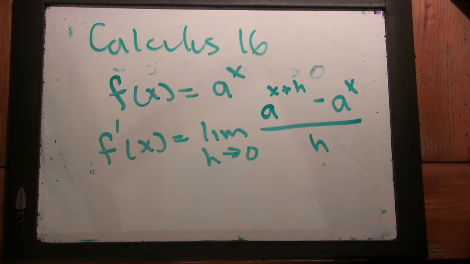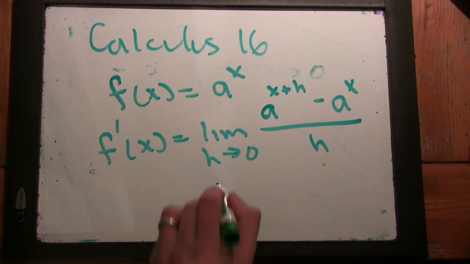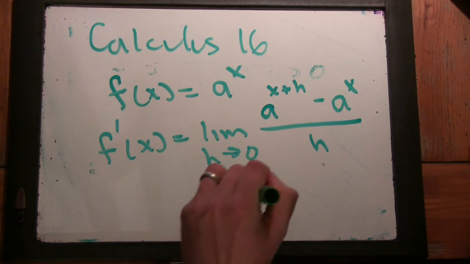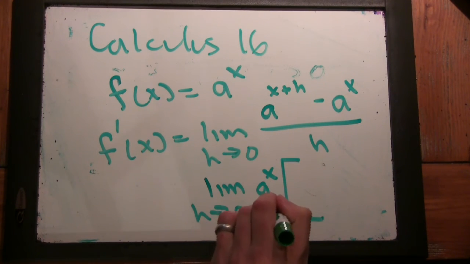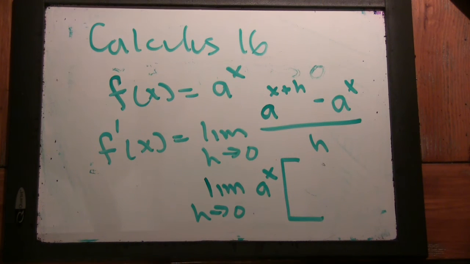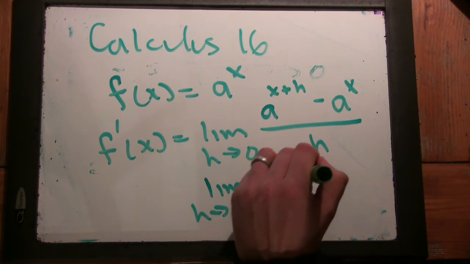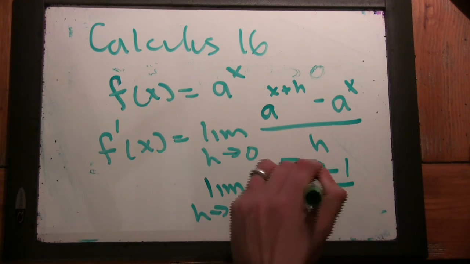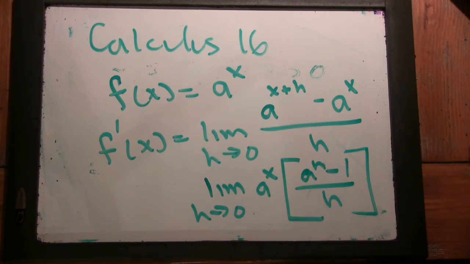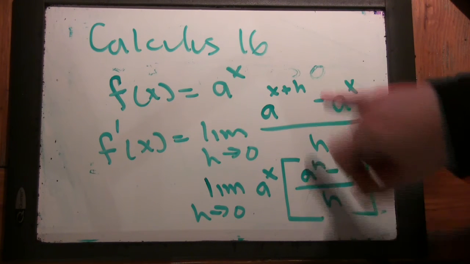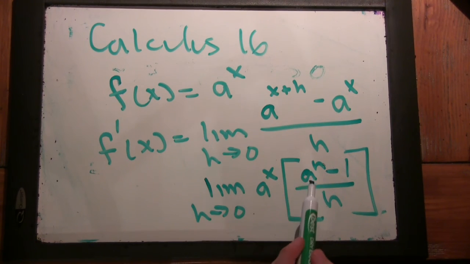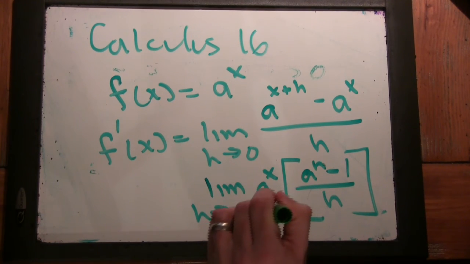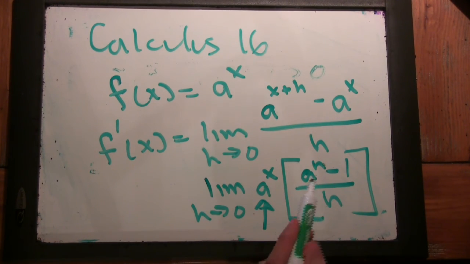Can I simplify that at all? You could factor out an a to the x, which has no dependence on h. By the way, let's just check we're on camera here. So we get a to the x times a to the h minus 1 over h. Which is interesting. For all these exponential functions, they all simplify down to one very simple expression. The limit as h goes to 0. So the derivative at x is a to the x times whatever this is, a to the h minus 1 over h.